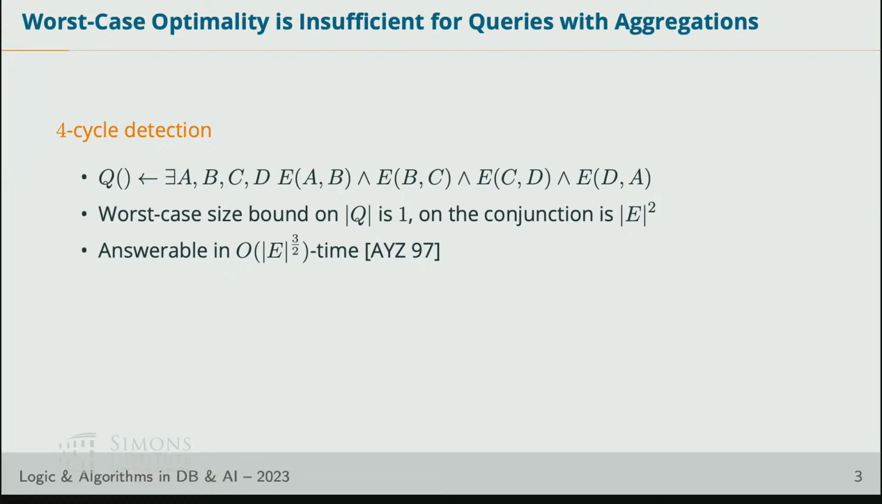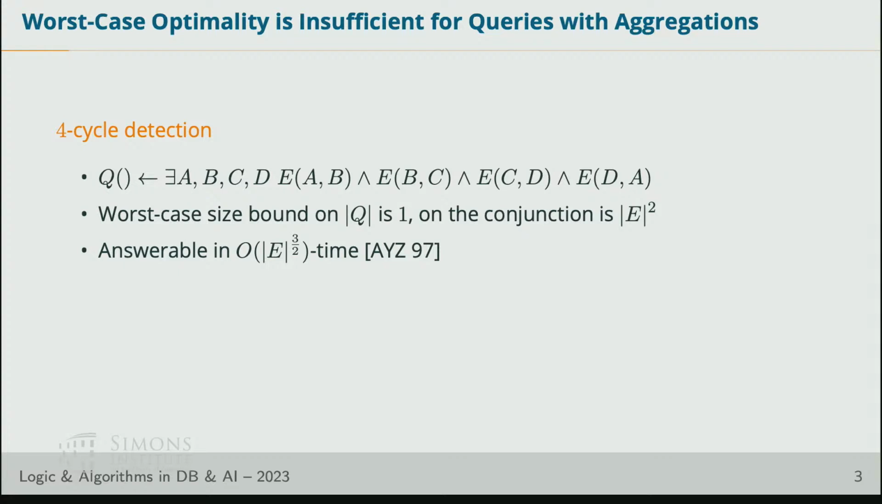Consider the problem of detecting a 4-cycle in a graph, for example. In this case, we have an edge relation, and we would like to know if there are 4 vertices, A, B, C, D, for which you can go from A to B, B to C, C to D, and back to A. Now, if we apply the worst case output size bound on the output of the query, then it's just 1, right? Because it's just whether or not the cycle exists.